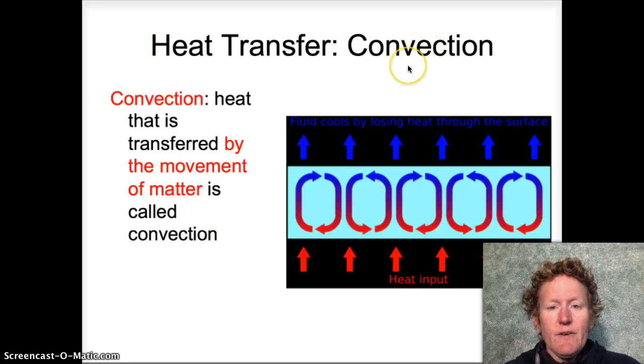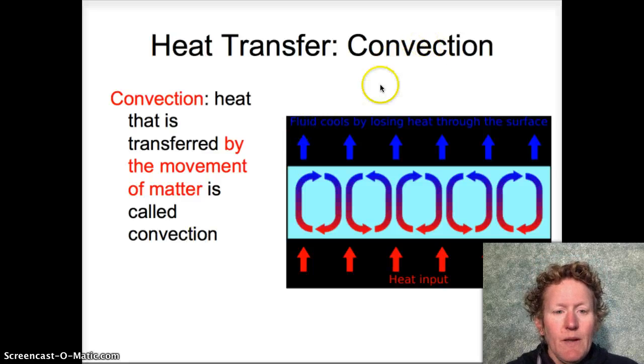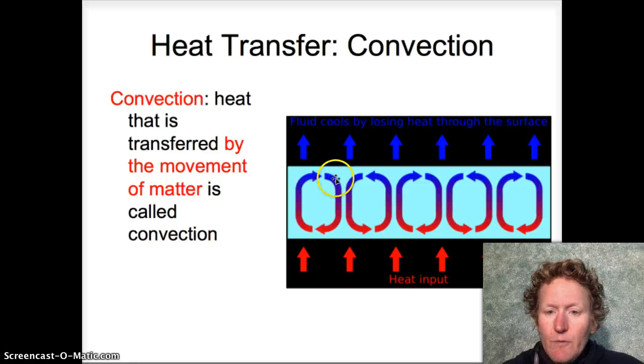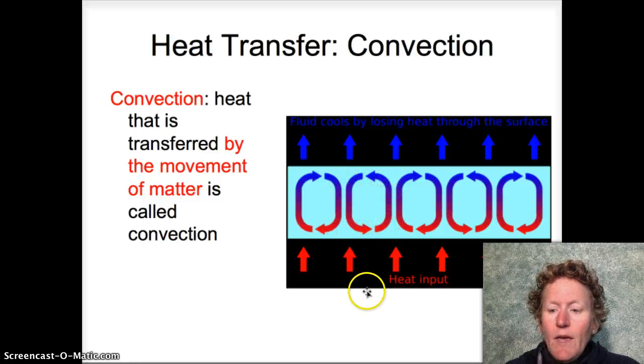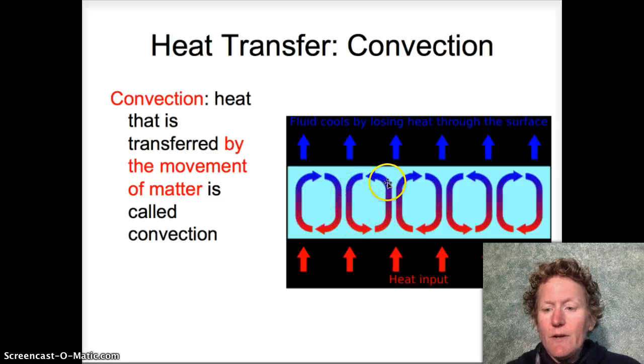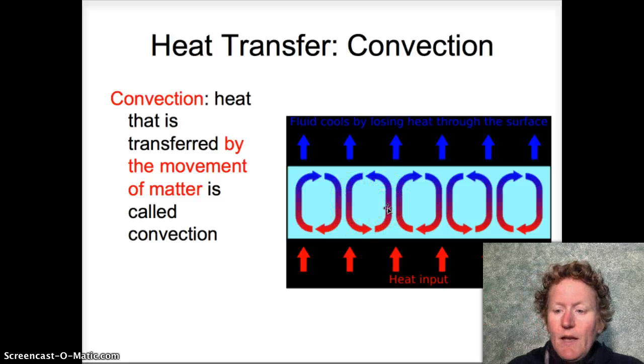Convection is the other method of heat transfer we're going to talk about. That's by the movement of matter. So some sort of fluid is circulating. This is what happens in your pan of water when you put it on the stove. It's what happens in the mantle of the earth as the magma is conducted around. It's heated and cooled and kind of circulates.